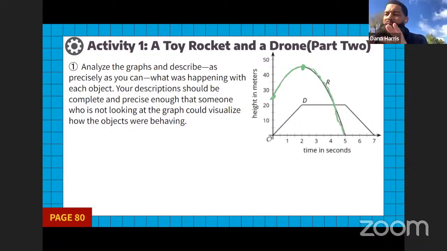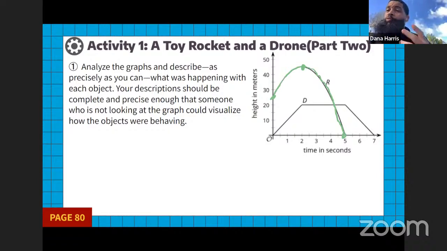So as it goes back down, of course, it's approaching the ground. And if we think about a rocket, it launches up in the air and it comes back down, right? And so then we can see that after 5 seconds, the rocket has hit the ground. Okay. So this rocket was in the air 5 seconds.